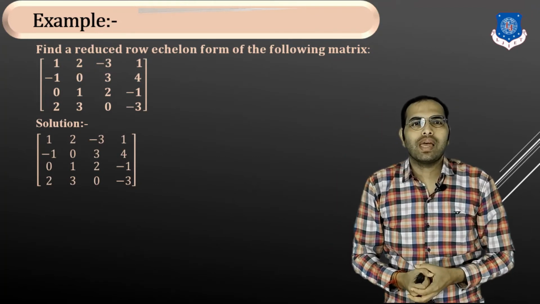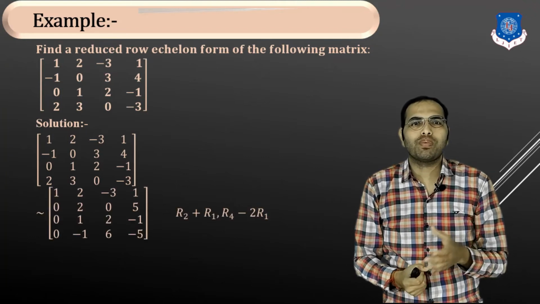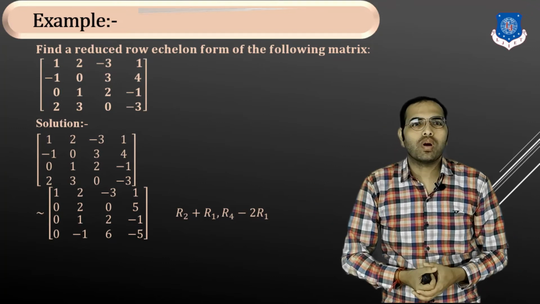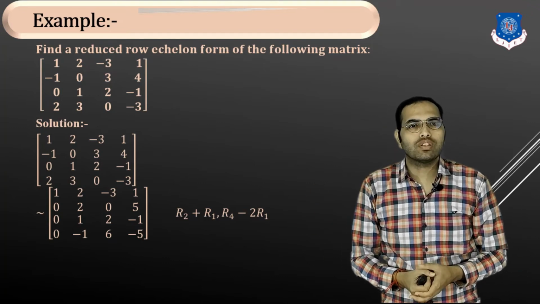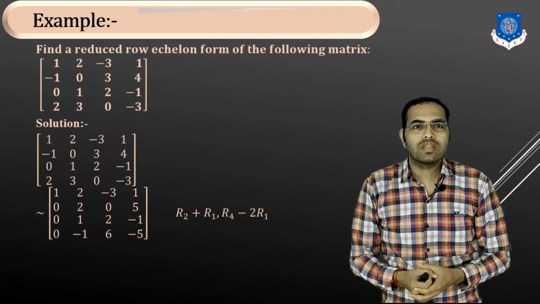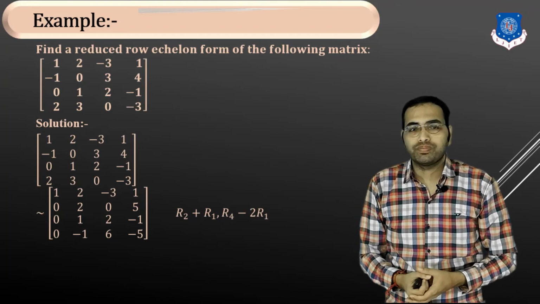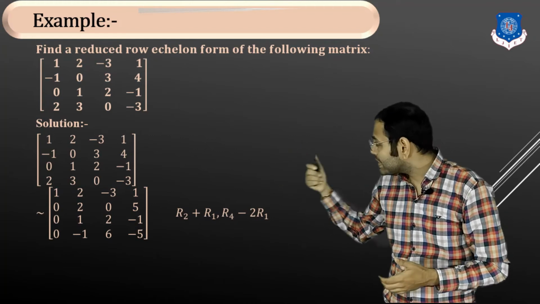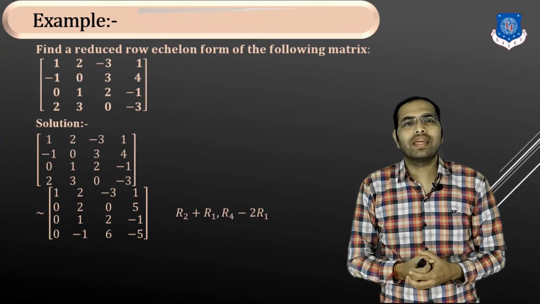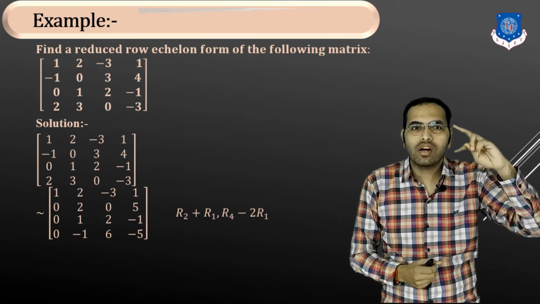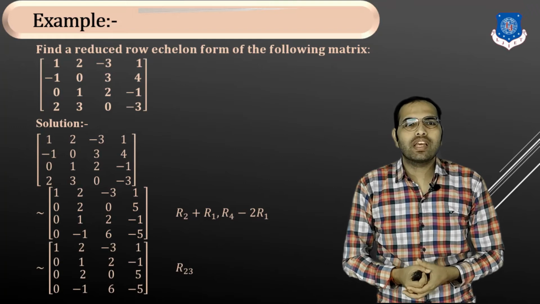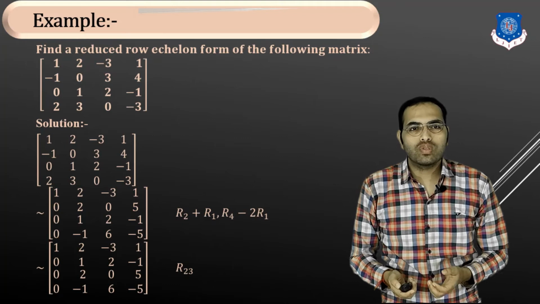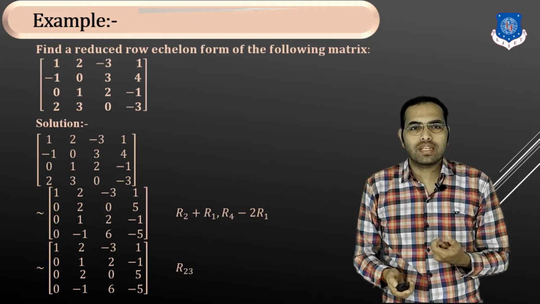Then here, applying the row operations R2 plus R1 and R4 minus 2R1, that will give you 1, 2, minus 3, 1, 0, 2, 0, 5, 0, 1, 2, minus 1, 0, minus 1, 6, minus 5. Now, the first leading element was present. In the second row, to make the leading element, the second and third rows will be interchanged. Then it will give you 1, 2, minus 3, 1, 0, 1, 2, minus 1, 0, 2, 0, 5, 0, minus 1, 6, minus 5.